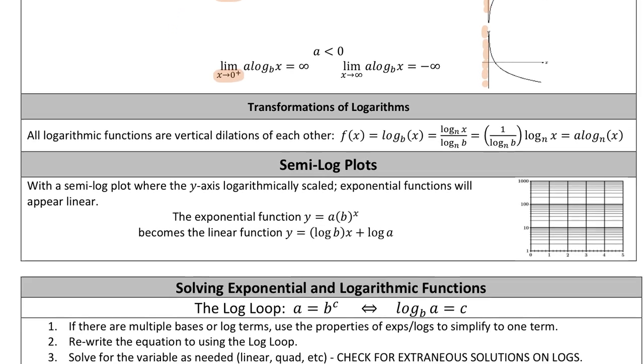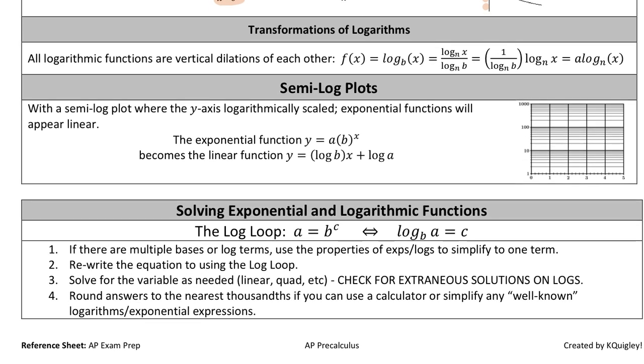You can read that transformations of logarithms. I'm going to go down to semi-log plots. Semi-log plots where the y-axis is logarithmically scaled, exponential functions will appear linear. I need you to highlight that sentence right there. Exponential functions will appear like straight lines on semi-log plots. So if you see a semi-log plot and see that the dots make a straight line, don't think that this is linear. No. It's only appearing linear on this log scale. It's actually an exponential function.